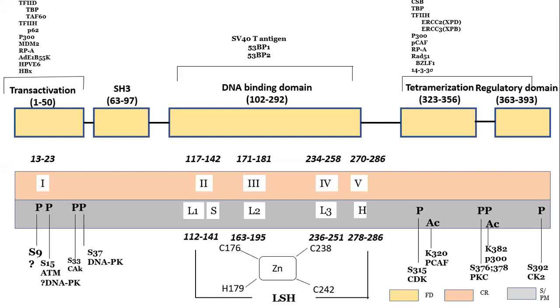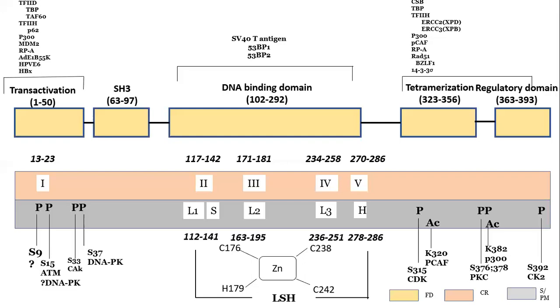It is a 393 amino acid long protein, and because of its different structure and different function, some specific domains are there. Now in this diagram, three colors are used. The yellow color denotes the functional domains. The pink color denotes the conserved regions, and the gray color denotes the structural or post-translational modification region. Today we will just discuss the sites of p53 which are of importance.